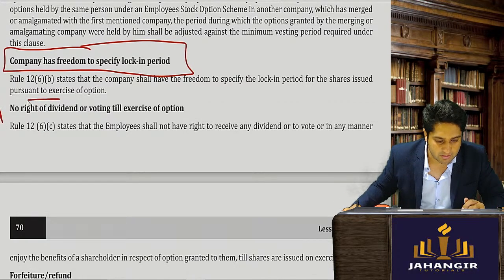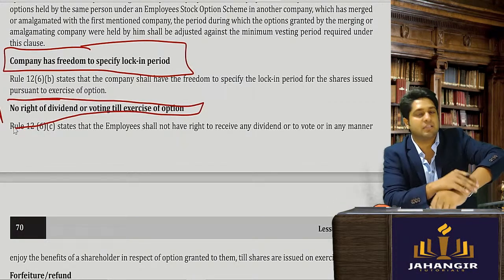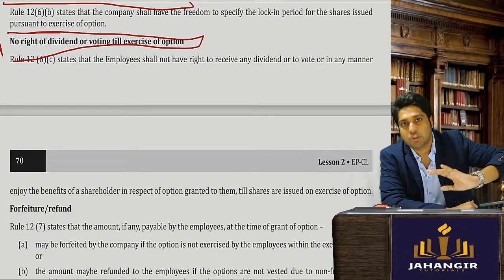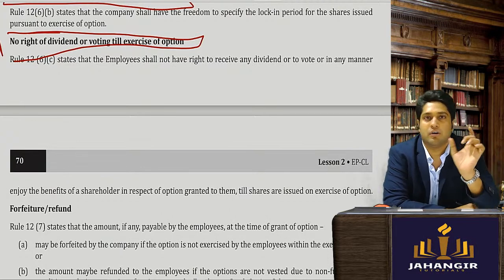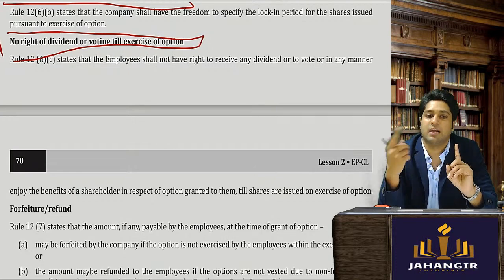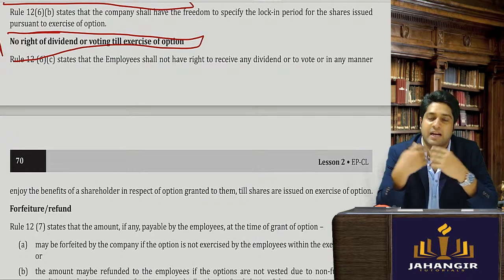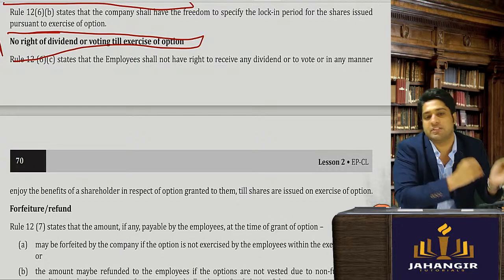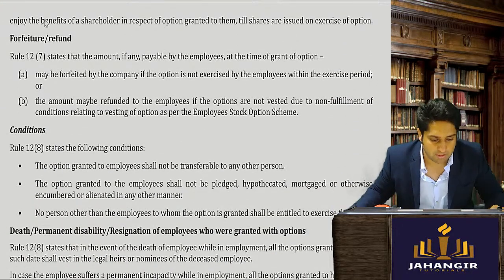No dividend rights or voting rights till the exercise of the option. So till the ESOPs are vested with you, till you complete your lock-in period, whatever dividend is there, you cannot claim, and you cannot vote in the company either. Once the rights have been given, then the shares along with all their benefits will be given to the shareholder.